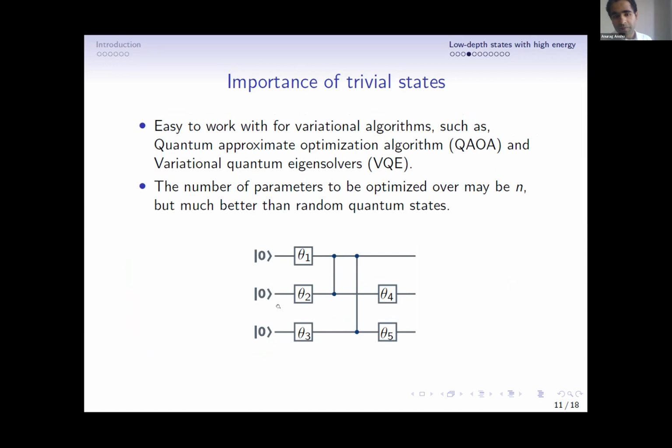Arguably it's not easy to optimize over order n number of parameters, but that's fine because one can still do it in a reasonable amount of time, compared to, for example, a random quantum state, which would require exponentially many parameters. So it'd be even harder to optimize over it. And you might as well just diagonalize the Hamiltonian before doing something more complicated than this. So trivial states are also very useful in many of these recent algorithms that people have been interested in.